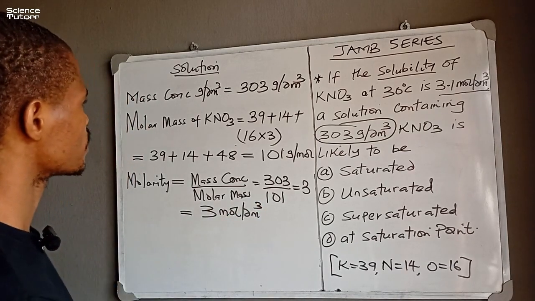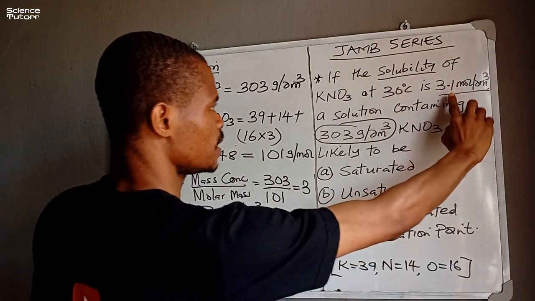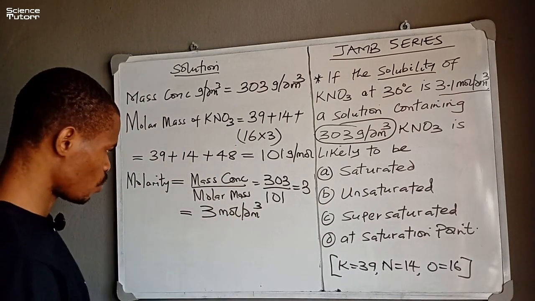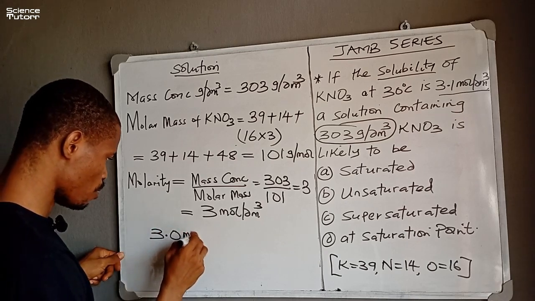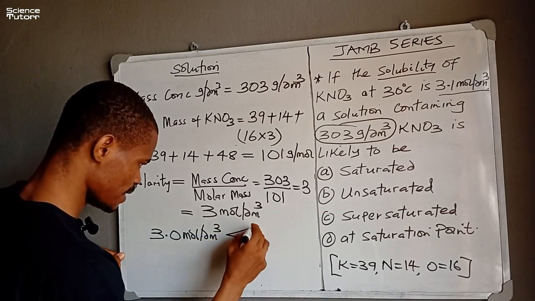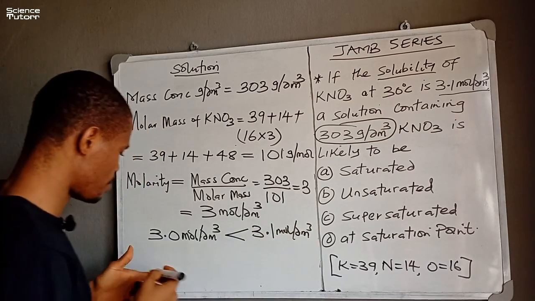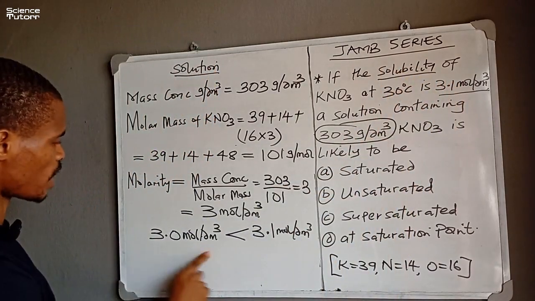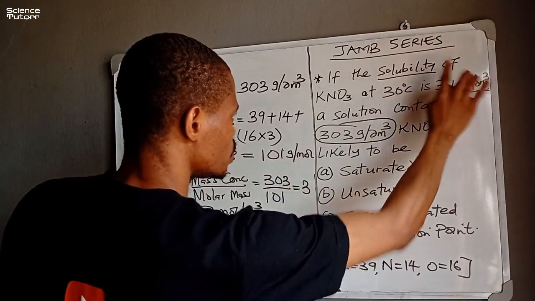Now, looking at the one that is given, the main molarity, that is the solubility, it is 3.1. Looking at the calculated, it is 3. So we could say 3.0 mole per dm cube is less than 3.1 mole per dm cube. That is comparing both solubilities now. We've solved for a new value given these values. We are given the actual to be 3.1.